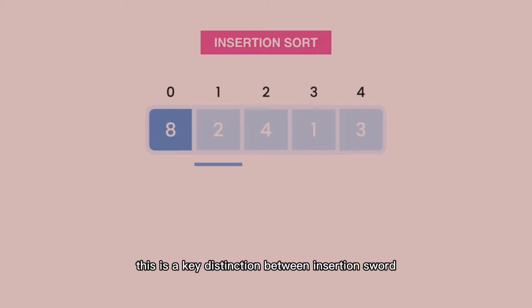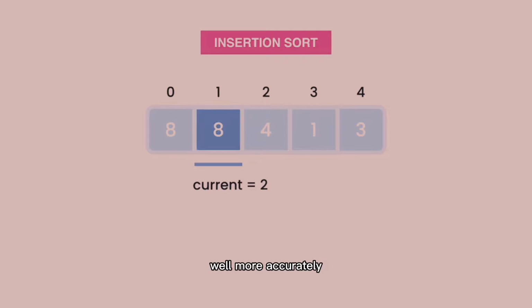This is a key distinction between insertion sort and other algorithms we have talked about. Instead of swapping items, we shift them to the right. You'll see why in a second. So 8 is greater than 2, and we should shift it to the right to open space for 2. To do this, first we store 2 in a separate variable called current. Next, we shift 8 to the right. Well, more accurately, we copy it to the right, so it overwrites 2. That's why we had to store 2 in a separate variable so we don't lose it.